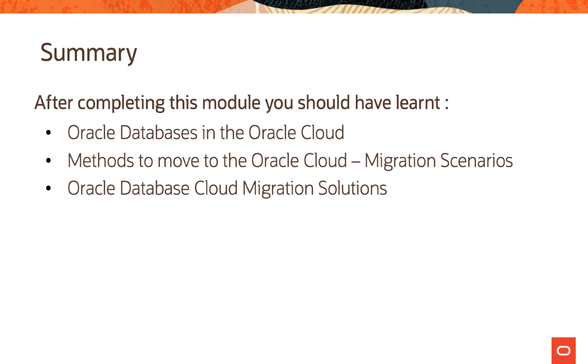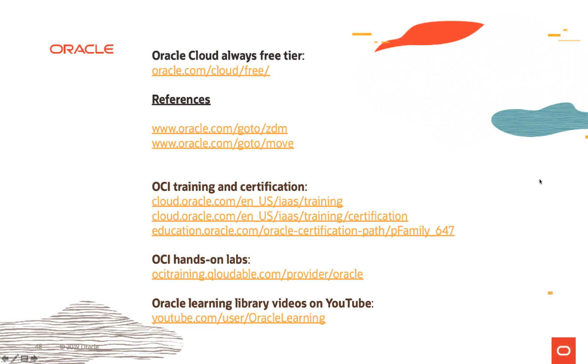Just to summarize, we have looked at various Oracle database offerings which are available in Oracle Cloud. We discussed various methods to move to Oracle Cloud, as well as different migration scenarios, including bare metal, VMs, ExaCS, or autonomous databases. We discussed several migration solutions like MV2ADB and the new Zero Downtime Migration tool. That's all, and for more information you can always look into the links available on the web.